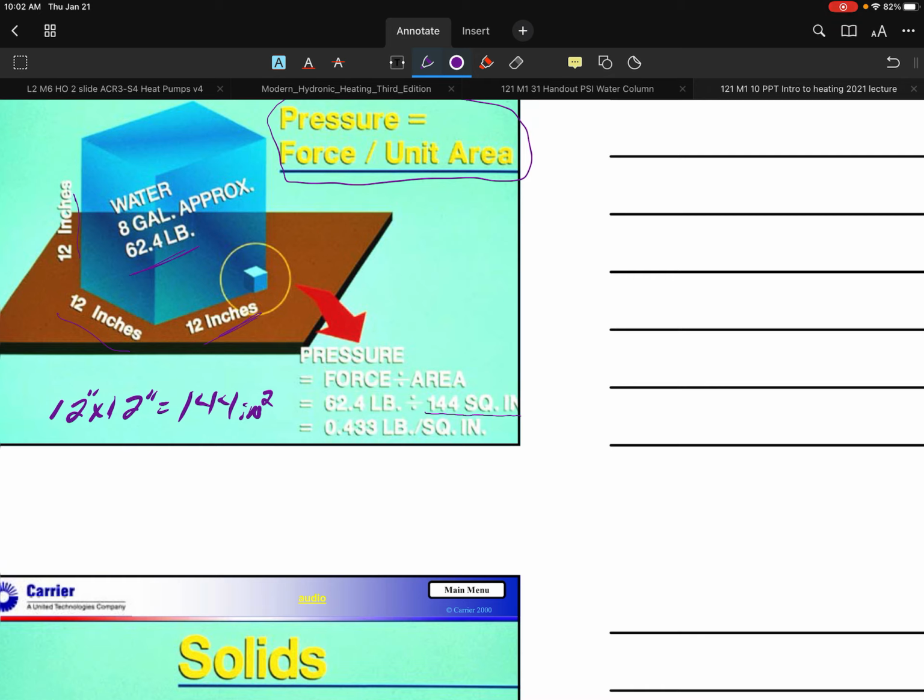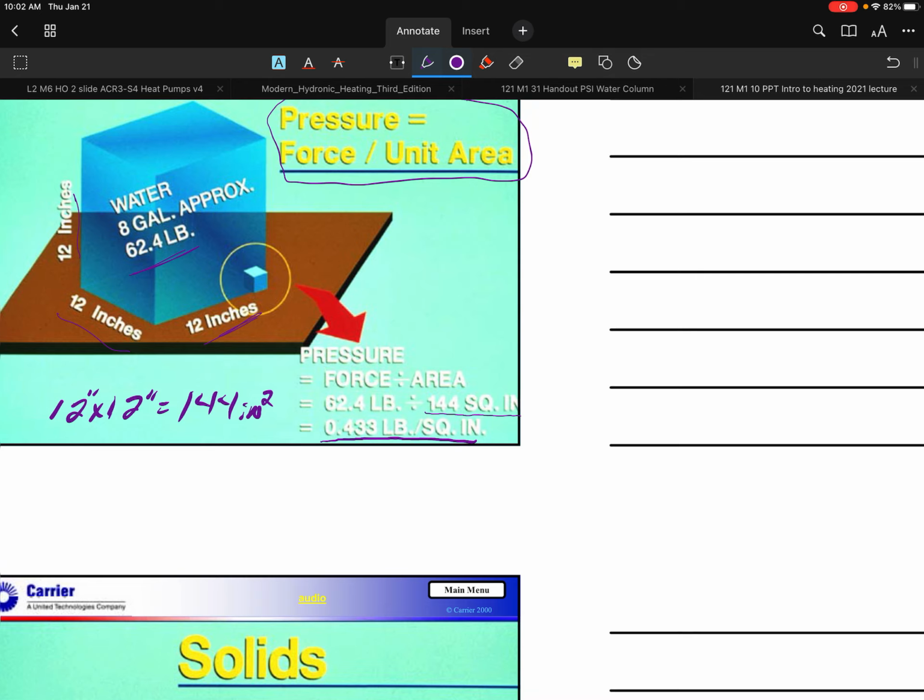Now, that 12 by 12 square is carrying the entire weight. So the 144 square inches is really carrying all of the mass, all of the weight, all of the force of that water. So at 62.4 pounds divided by your 144, you're going to come up with a ratio, in this case, of about 0.433 pounds per square inch. So let's say that's an equivalent that we typically deal with.